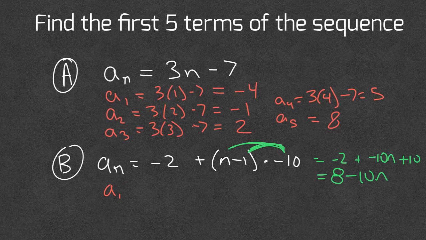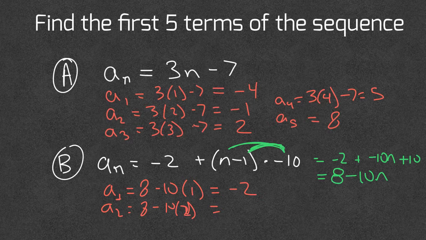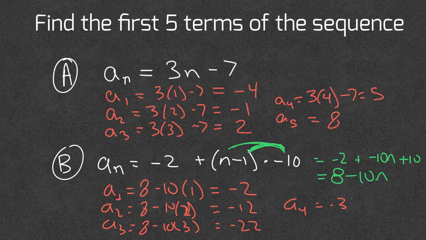So we'll do this again. a1: 8 minus 10 times 1. When n is 1, we plug in 1. So that's 8 minus 10, which is negative 2. Then a2 would be 8 minus 10 times 2, 8 minus 20, which is negative 12. a3, 8 minus 10 times 3, 8 minus 30, that'd be negative 22, and you can see the pattern. a4 would be negative 32, and a5 would be negative 42.